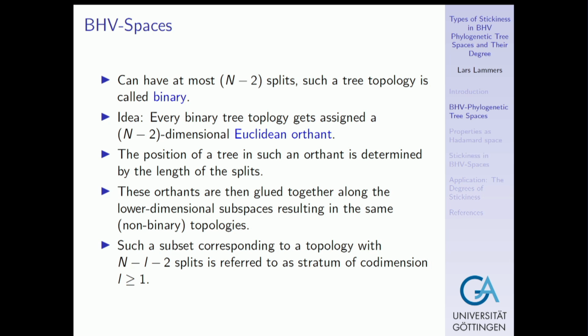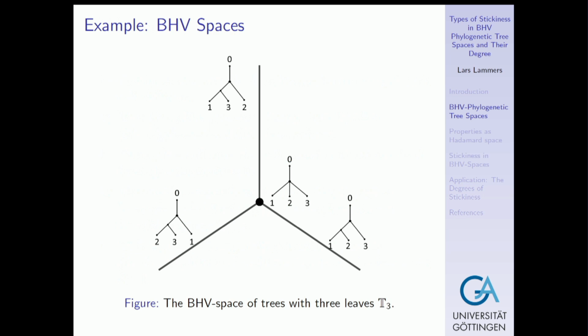On the boundaries of these orthants there's some overlap, resulting in the same non-binary topologies of trees, and then you just glue them together. The spaces where you glue them together are the interesting parts for stickiness, and we will refer to them as strata of a certain codimension. As we've seen before, this would be the T3 case, for trees with 3 leaves.